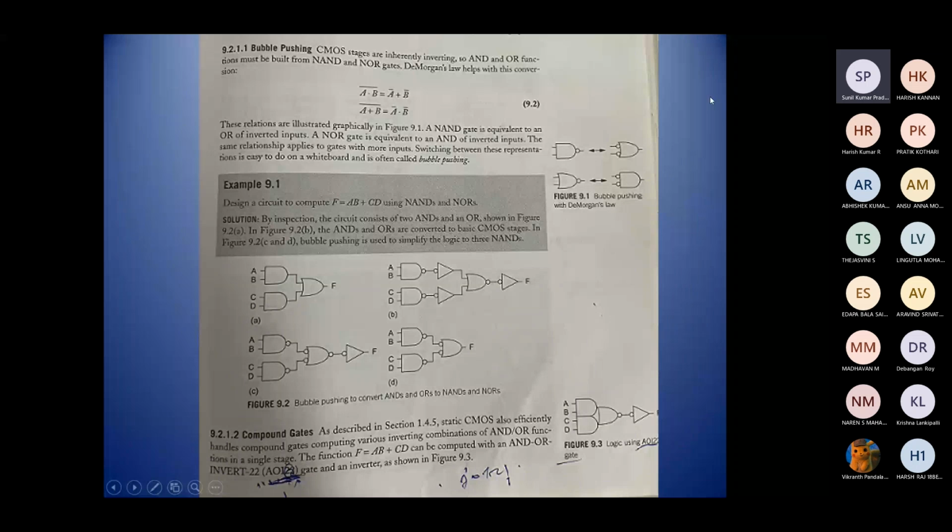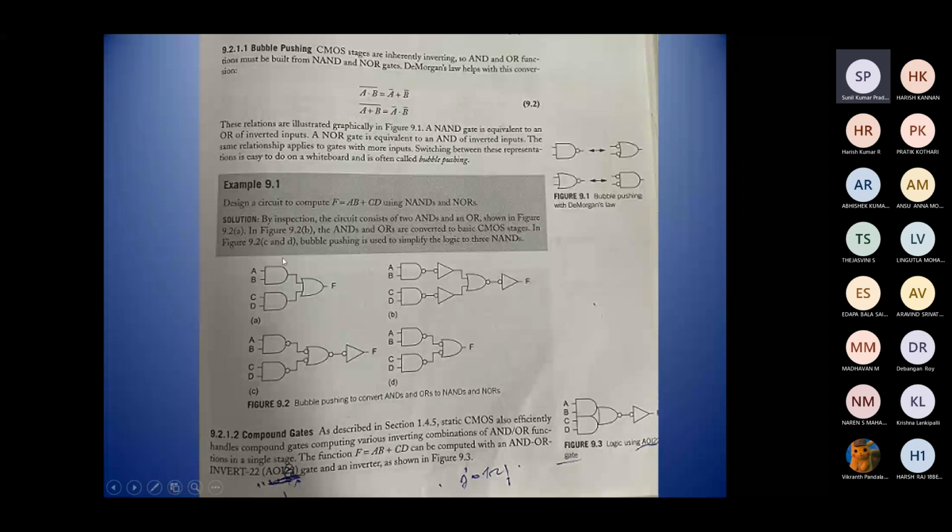Now let's design a circuit to compute, as an example, f, where f is the output and we have four inputs. One input is A, another input is B, another input is C, and another input is D. So if f is equal to AB plus CD, that we have to design with NAND or NOR gates. So how can we do it? This is the way of representation, how we can make it.